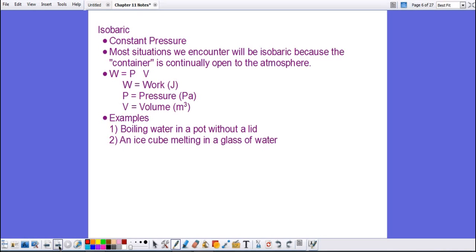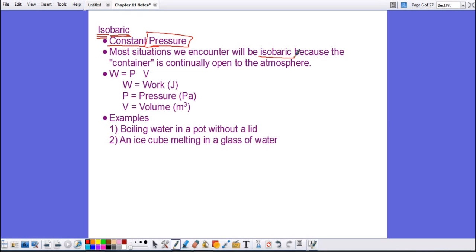The last process we're going to talk about is isobaric. Again, iso means constant, so it's a constant pressure this time. A barometer measures pressure, so you can remember it that way. Pretty much all the situations that we're going to encounter, most of them, are going to be isobaric. Why? Because we're going to be doing things with containers that are open to the atmosphere, and if it's open to the atmosphere, it's at atmospheric pressure.